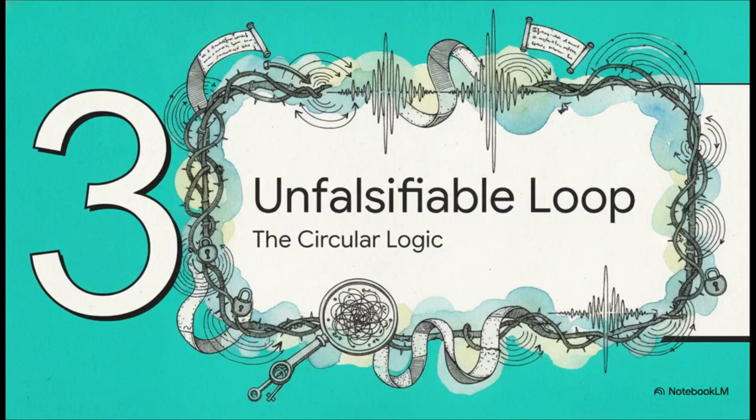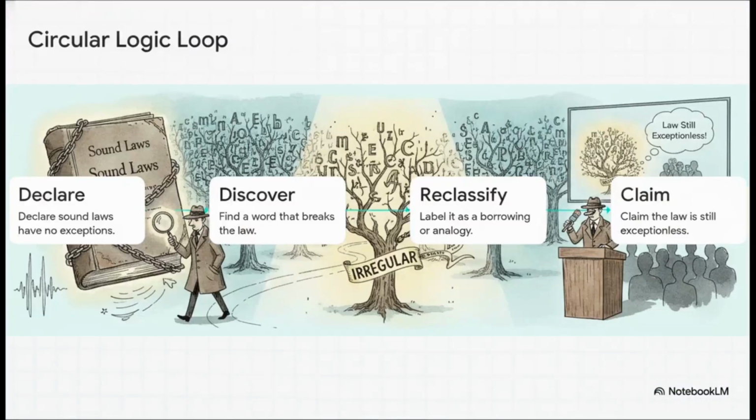And this leads us perfectly into Section 3, a perfectly unfalsifiable loop, the circular logic. Let's walk through this logical loophole like we're detectives uncovering a trap. Step 1, you declare to the scientific community that your sound laws have 0 exceptions. Step 2, you go out into the field and sure enough, you find a word that clearly breaks your law.